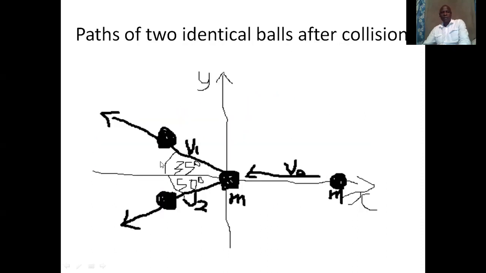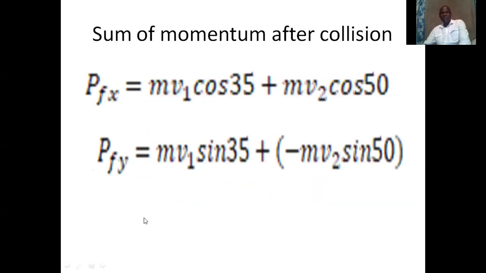For the momentum in the y-axis, for the first ball, it will be v1 sin 35 multiplied by mass. And for this other ball, it will be v2 sin 50 multiplied by mass. But you notice that this ball, with the velocity v2, is going to have a negative velocity. And so this is what we have here.